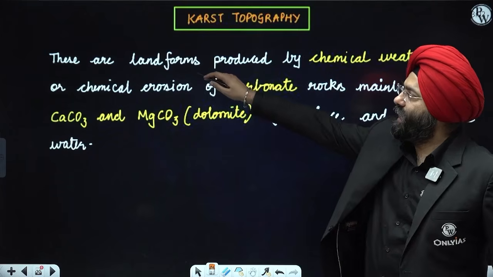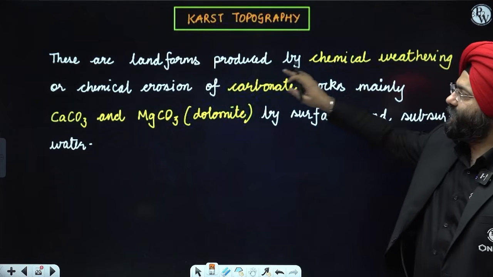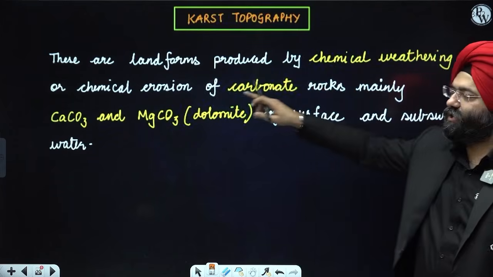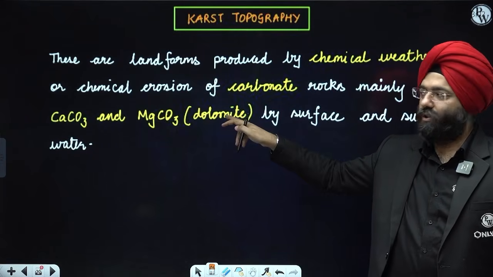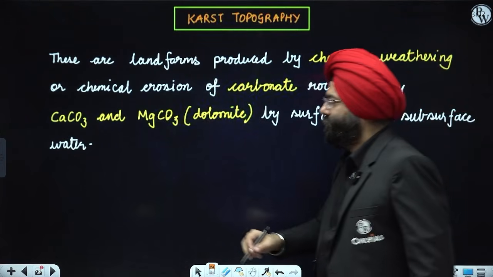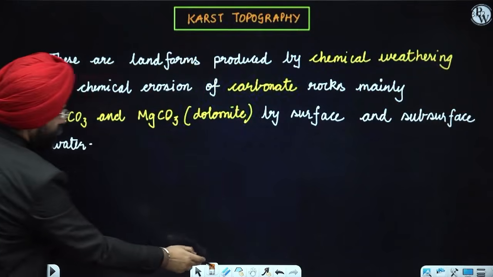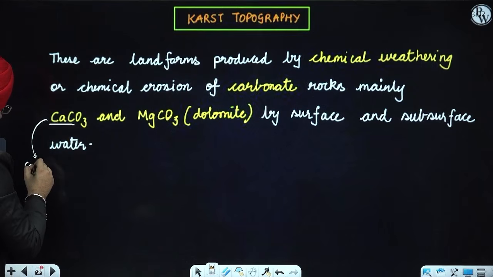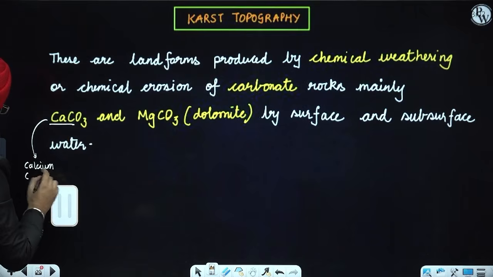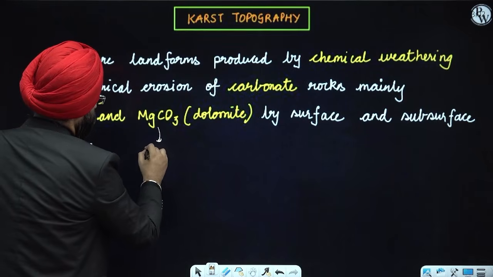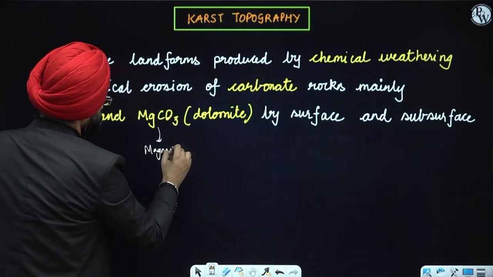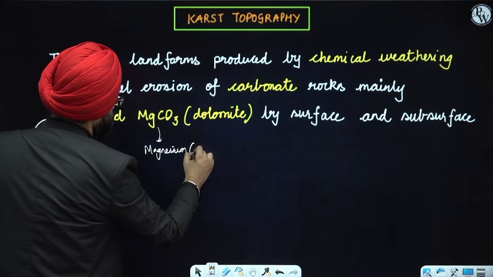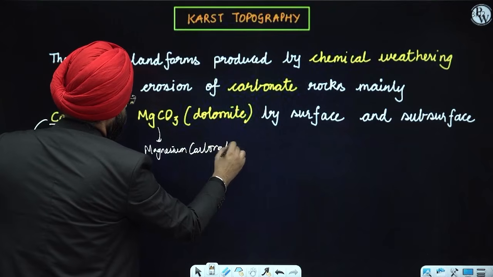So these are landforms produced by chemical weathering or chemical erosion of carbonate rocks, mainly calcium carbonate and magnesium carbonate. Calcium carbonate is CaCO3. And magnesium carbonate, which is known as dolomite, by surface and subsurface water.